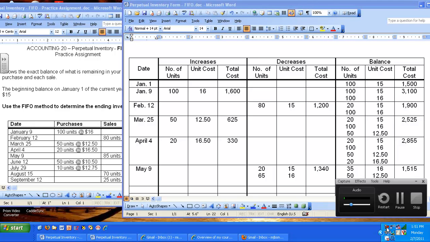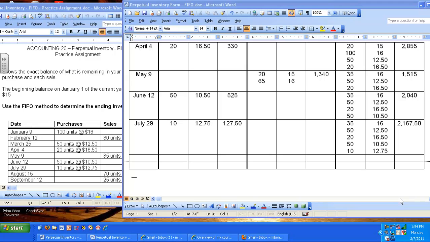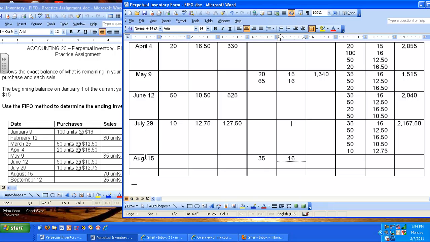while I record those purchases. All right, you can see that I've added the 2 additional purchases, and now we have 2 final sales left to record. On August 15th, we sold 70 units, so 35 units at $16, as well as 35 units at $12.50.